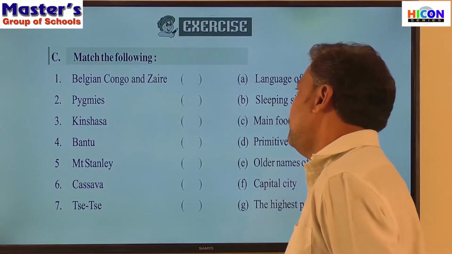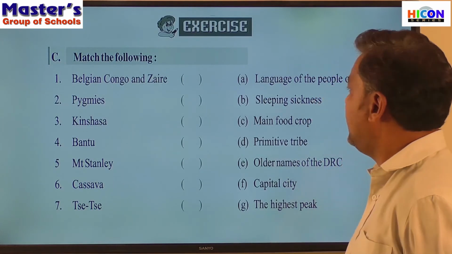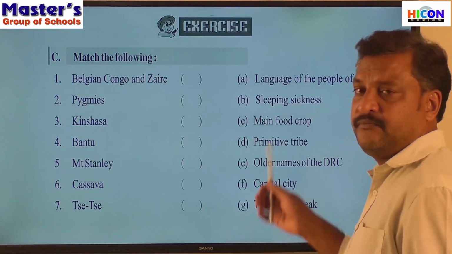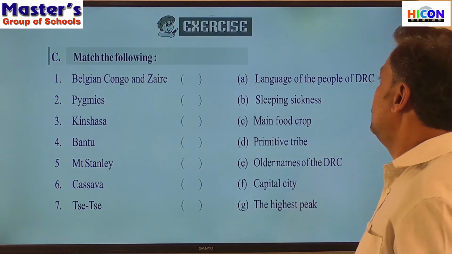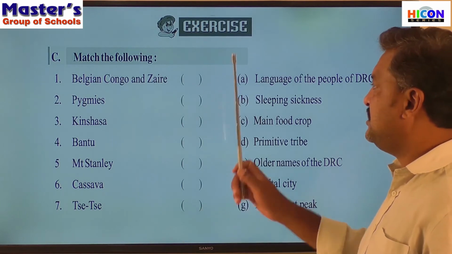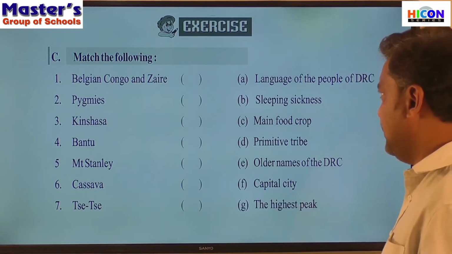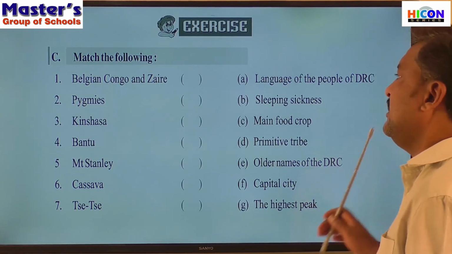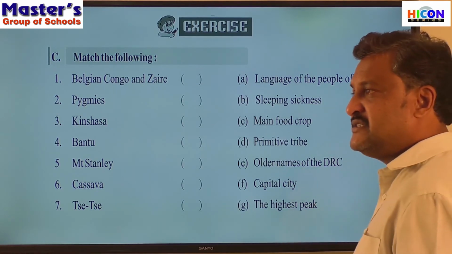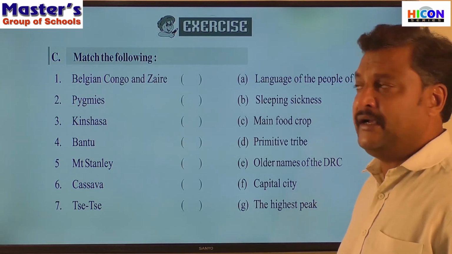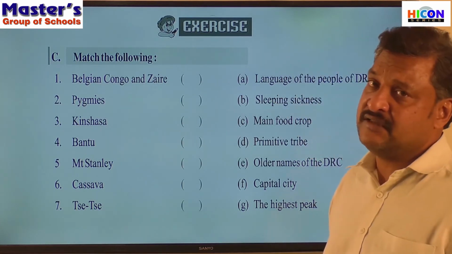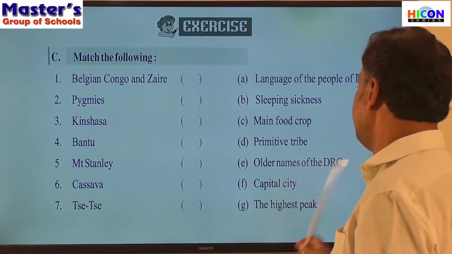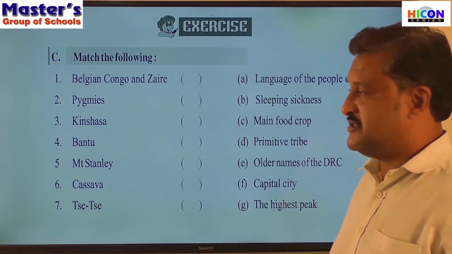Third one. Match the following. So we have a group A and a group B, and what we need to do now is match them, right? So the first one is a Belgian Congo and Zaire. Belgian Congo and Zaire are the older names of DRC, isn't it? Until 1960, they were known as a Belgian Congo, and until 1996, they were known as a Zaire. So one is E, older names of DRC.